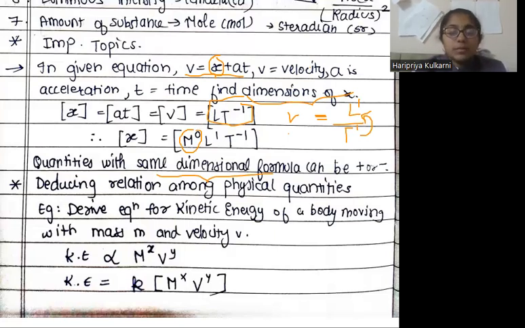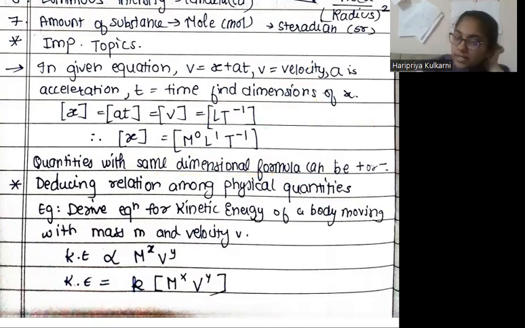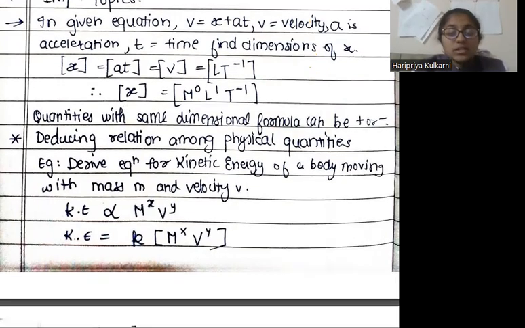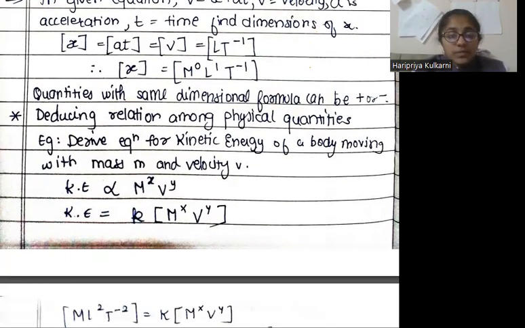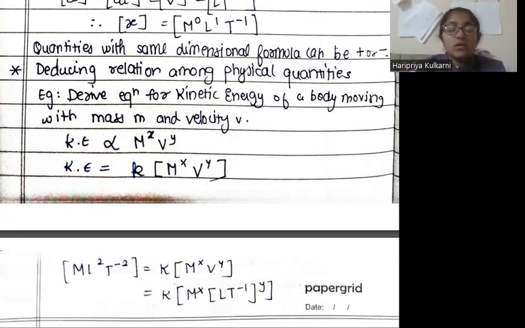Okay, so we usually represent a lot of quantities in the form of m, l and t. So here we have written the general form, that is m raised to 0, l raised to 1 and t raised to minus 1, right? Now, deducing relations among physical quantities. Okay, so with this dimensional formula, we can also deduce or conclude relations between different physical quantities.